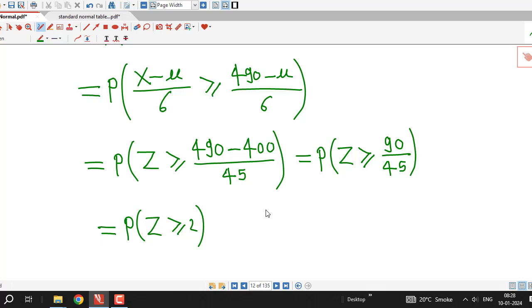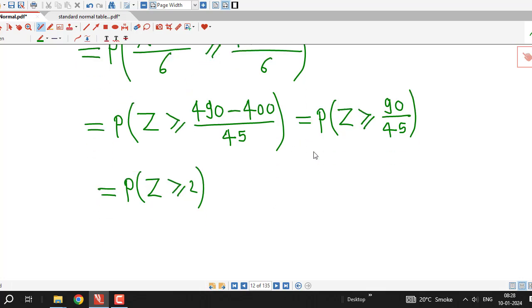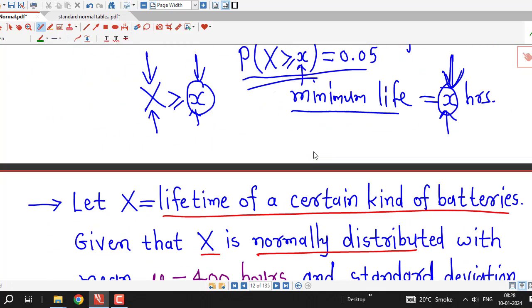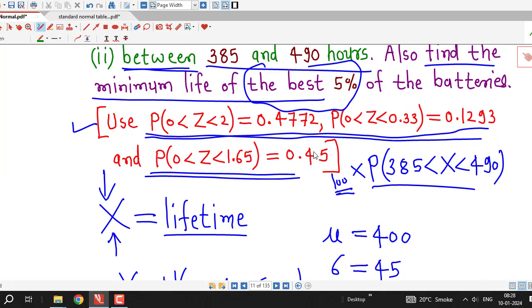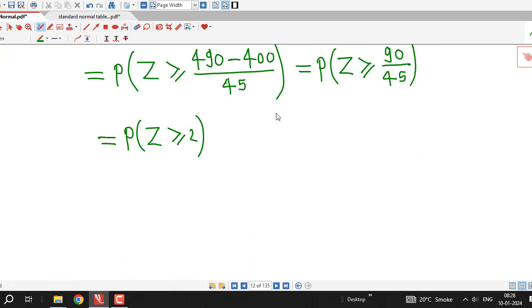So now I have to decide what this probability is that Z is greater than or equal to 2, and here I am given that the probability that Z lies between 0 and 2 is 0.4772. So using that table value we have to decide the probability that capital Z is greater than or equal to 2.